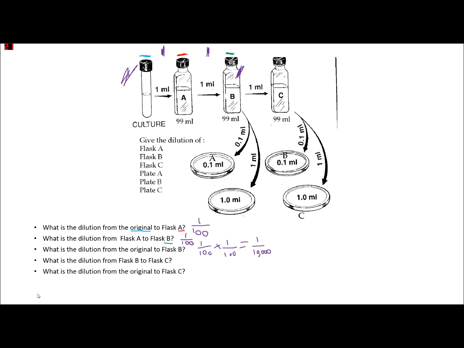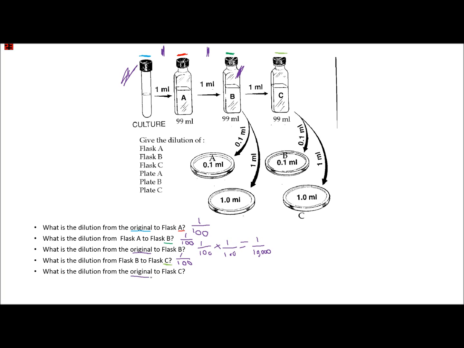Alright, so now let's talk about flask C. So B to C, yet again, is going to be, we put 1 milliliter into 99 milliliters. So again, it's just 1 over 100. Don't get confused and try to do anything fancy with this one, because obviously we already know that this is super diluted, but that doesn't matter unless you're doing a dilution from the original, like we did here. So this is just 1 over 100.